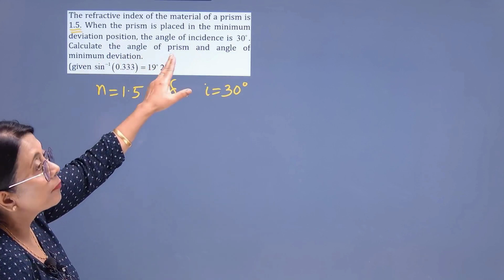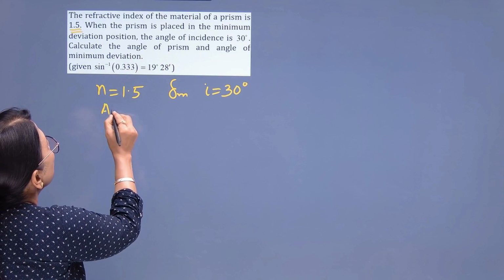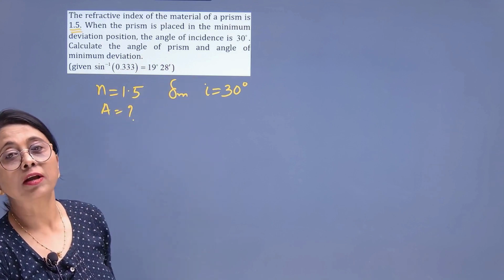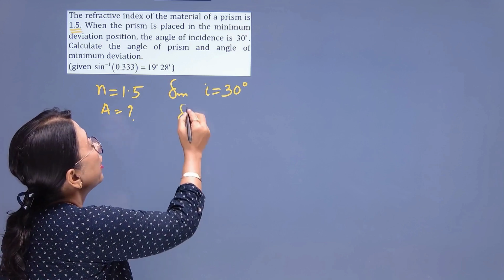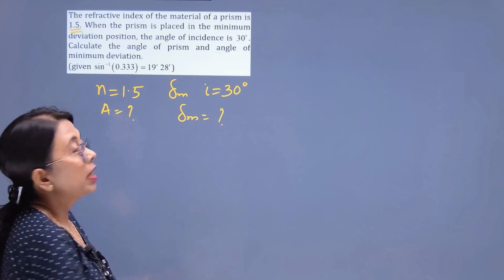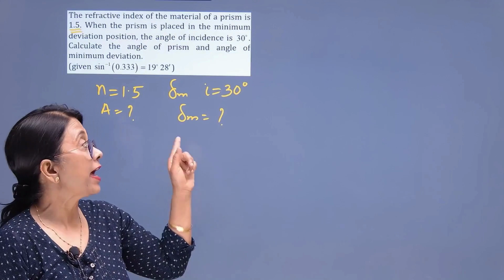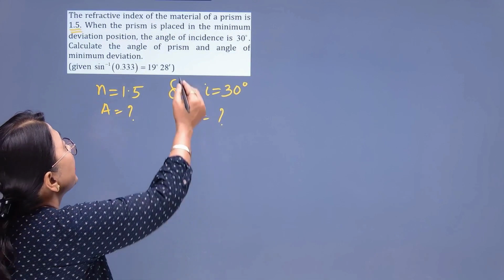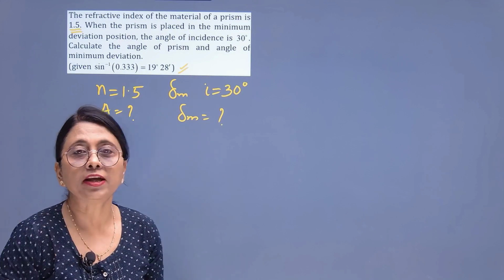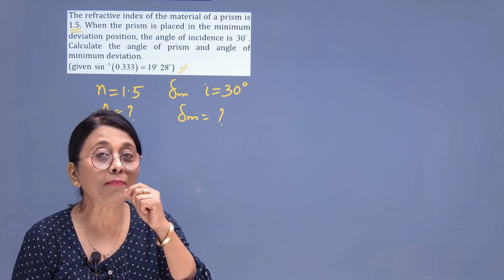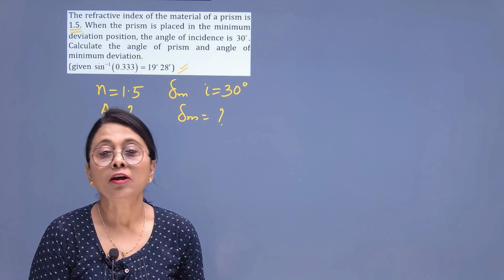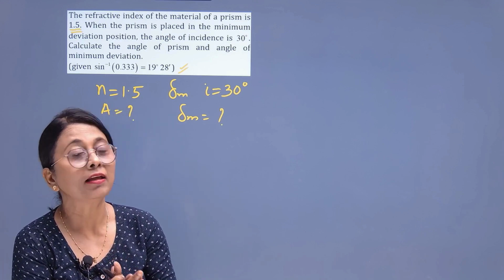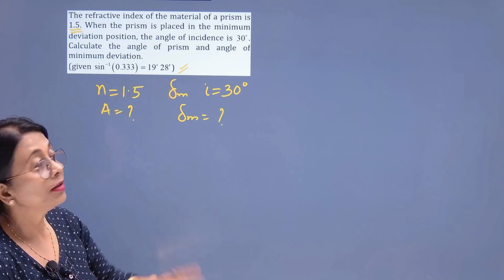And find the angle of prism. You have to find out the angle of prism, and also the angle of minimum deviation. You have to find out delta M as well. You have to find out both, angle of prism as well as angle of minimum deviation. And one given thing has been provided; definitely it is used somewhere, because tables are not allowed there, neither in NEET, nor in JEE, nor in CBSE. Nothing like tables. They will not give log tables. So let's start.